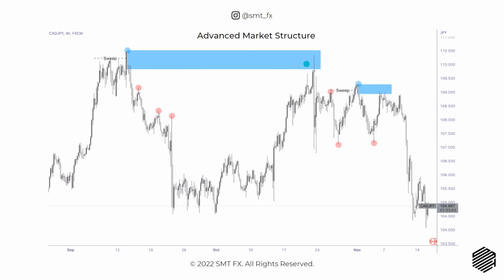So if you miss this opportunity here, we could then look for a sweep of liquidity and look to take a trade from this demand zone that has caused this sweep of liquidity. So these are the sort of things that we do look out for in the LSM strategy that we use.